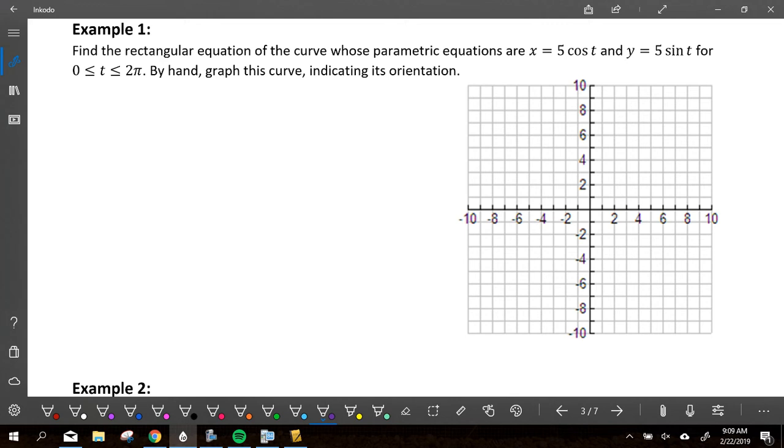Find the rectangular equation of the curve whose parametric equations are x equals 5 cosine t and y equals 5 sine t for the interval from 0 to 2 pi. We're going to graph it by hand and then label its orientation. In other words, what direction is it going? All right. So we are graphing these things. When we graph them, we're not making a T chart. We're making an H chart.